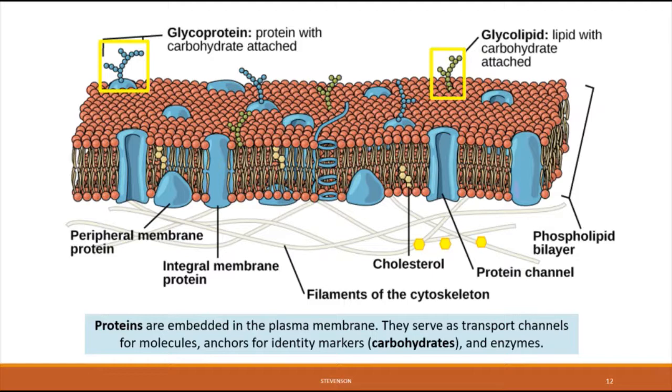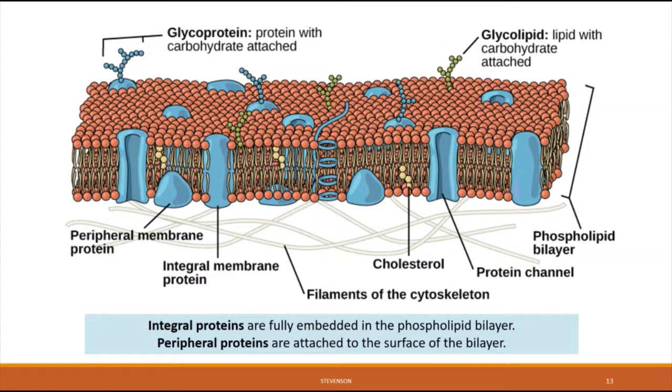Finally, proteins that are embedded in the membrane can also serve as enzymes, which facilitate essential chemical reactions. You can see that there are two different types of proteins embedded in the membrane here. Integral proteins, as they are called, are fully embedded in the phospholipid bilayer. Many of them run completely from one side of the membrane to the other, and these proteins are called integral proteins because they are integrated in the membrane.